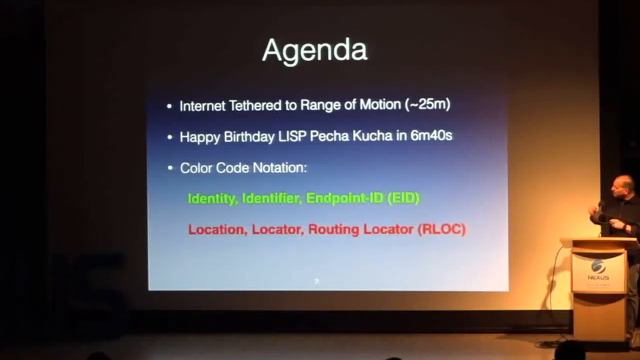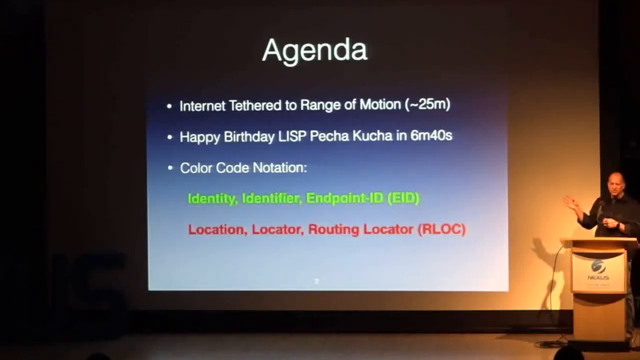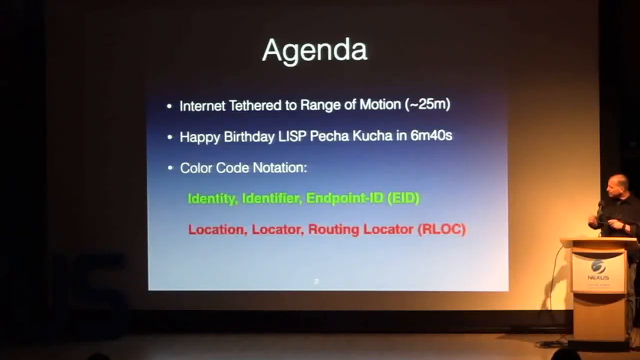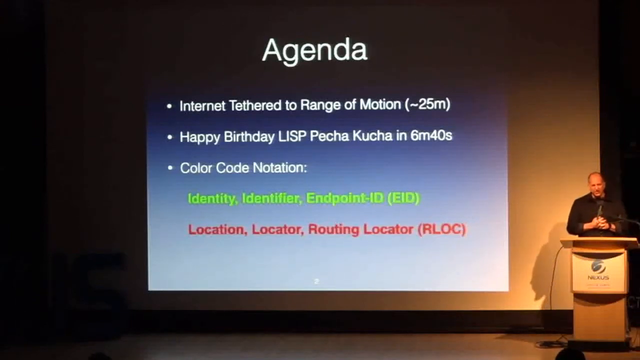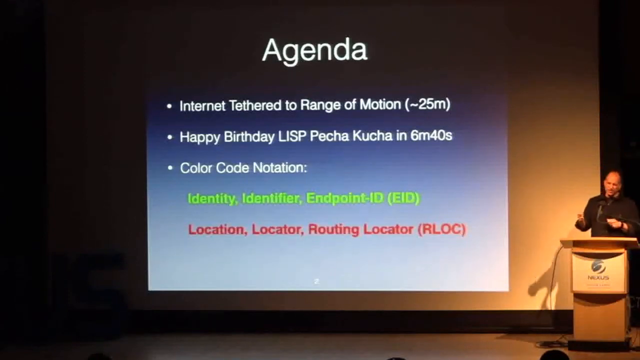Just one thing throughout the presentation, there's a color code alert. Basically, wherever you see green, we're going to be referring to concepts like identity, identifier, endpoint ID. LISP uses a concept of an endpoint ID to address systems. And then in red, you'll see anything that's location-based. In other words, I'm connecting to the Aspen Meadows Wi-Fi or Verizon LTE or AT&T LTE. Those are where you attach to the network. Those are called locators or routing locators. And the LISP terminology for that is called RLOCs.